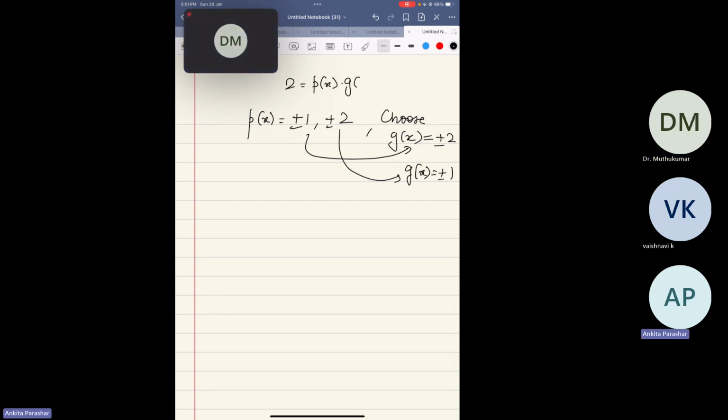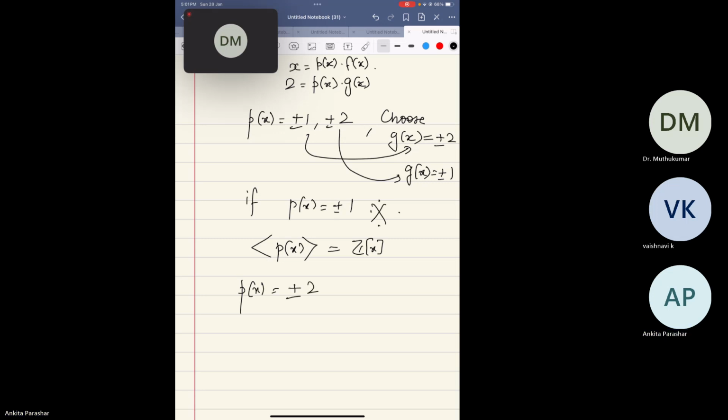Remember, this was the case. Now, can you say more? If your p(x) is plus or minus 1, what can you say about the ideal generated by p(x)? It's the whole of Z[x]. Exactly right, very nice. So therefore, this is not possible. So the possibilities are plus or minus 2.